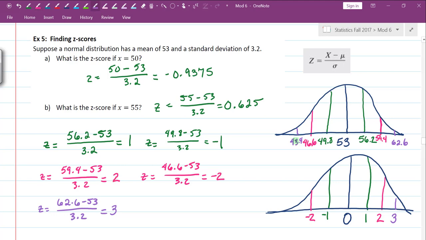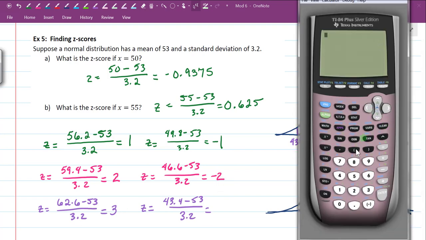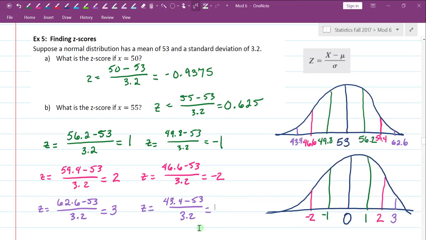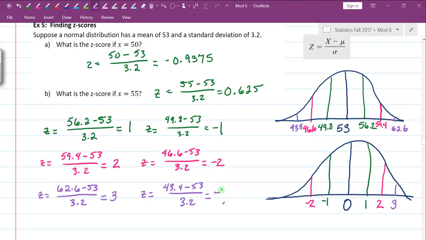Now let's standardize 3 standard deviations below. Z is equal to 43.4 minus 53 divided by 3.2. There we go. We're going to throw that in the calculator. And we get parentheses 43.4 minus 53 divided by 3.2. And that is equal to negative 3. So right here, negative 3. Okay, so I hope you threw some of these in your calculator. I hope you're practicing your math and calculator usage along with me as I'm going through and doing these problems. Very important that you can duplicate this on your own.